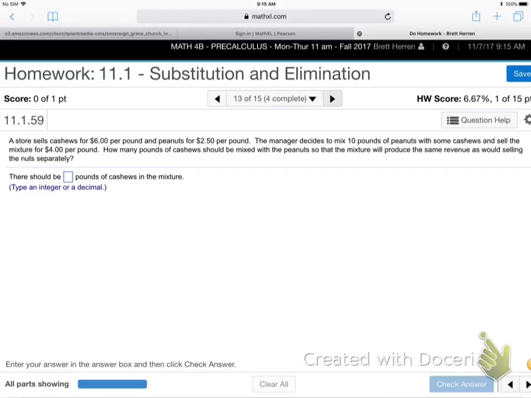All right. So there we go. Store sells cashews, $6 a pound. Peanuts, $2.50 a pound. Manager decides to mix. There's the word mix right there. So we're mixing. So how do we do mixture problems from algebra? Do you remember that? I'm going to do the way pretty much everybody does it.